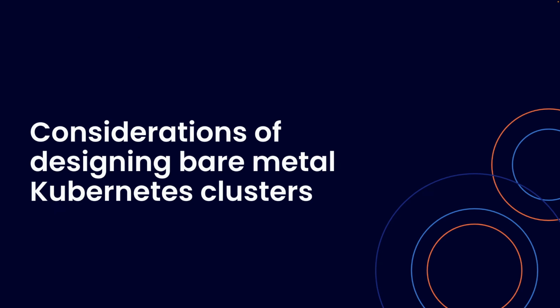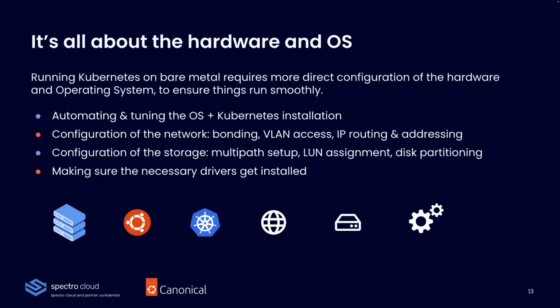So let's consider what you have to take into consideration when you're designing a bare metal Kubernetes cluster. Running Kubernetes on bare metal is all about being able to control and especially automate the hardware and OS configuration. With virtual platforms, these things tend to be further abstracted away and they do not require as much thought. For example, on a virtual platform, it can be fine to have a single virtual NIC in your VM, since the actual resiliency is taken care of somewhere lower down in the virtualization platform.